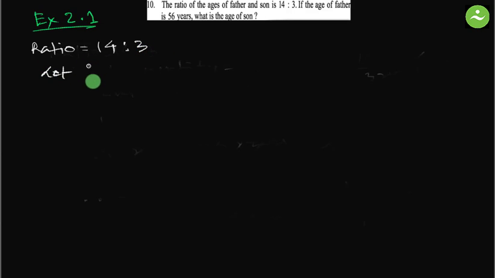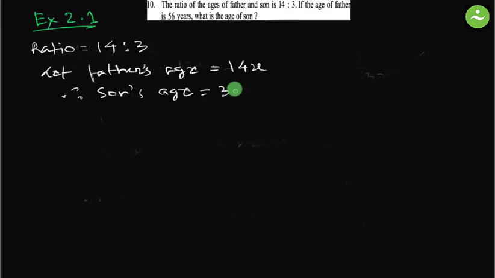Let father's age be 14x. Therefore, son's age will be 3x. If father's age is 14x and son's age is 3x, the ratio doesn't change. How? 14x by 3x, if we simplify, x is gone, the ratio is 14:3. So the ratio remains the same.